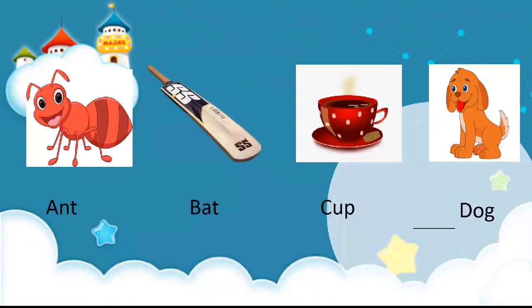Putting objects from A to Z is known as alphabetical order. For example, in the picture, you can see ant, bat, cup, and dog. When you check the first letter of the object, ant starts with A, bat starts with B, cup starts with C, and dog starts with D. All these items are in alphabetical order A, B, C, D.